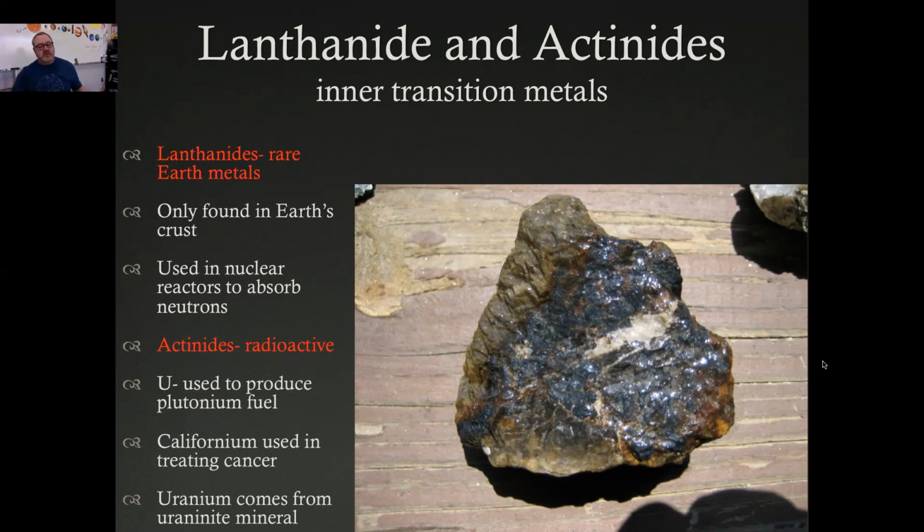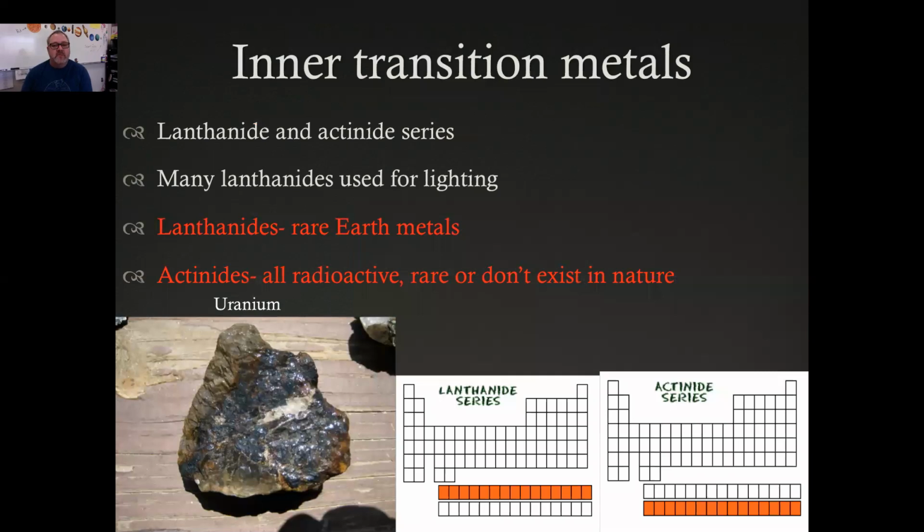well. Uranium is used for making plutonium, which is a nuclear fuel. Californium is one of those that's used for treating cancer. Here's californium right there. Uranium comes from a mineral called uraninite. This is a picture of uraninite mineral. Now, if you're hanging out with uraninite, you're not worried so much about the nuclear reactivity causing problems for you like you would if it was enriched for a nuclear power reactor. That would be very dangerous.